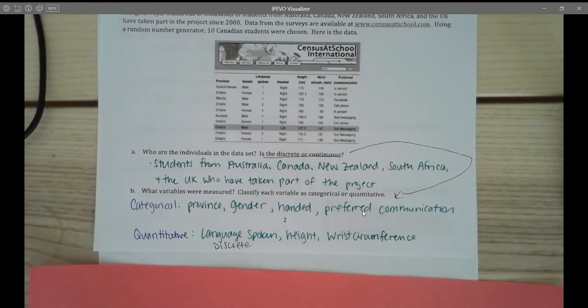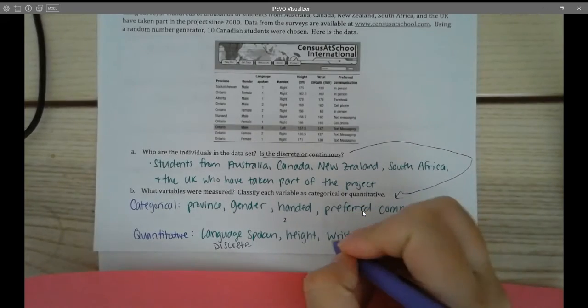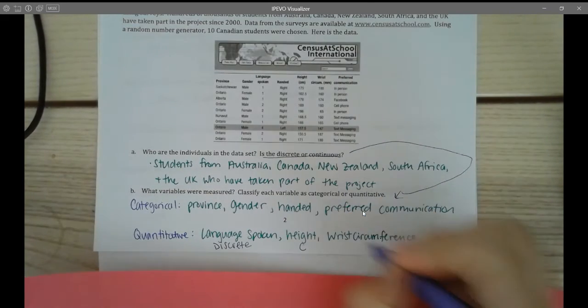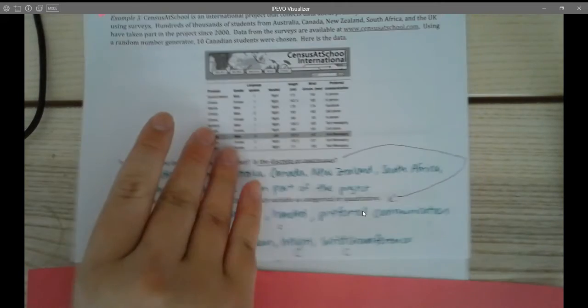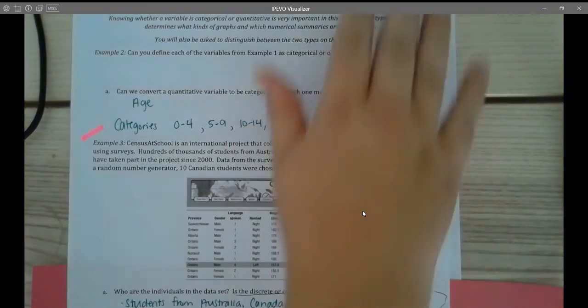You wouldn't say I speak 1.25 languages. Okay? Even if maybe you took high school Spanish, still doesn't count. Height would be in centimeters. It looks like they've given things as 0.5, but in theory, you could record your height as anything, so we'll call that one continuous. The same goes for wrist circumference, so we will again call that one continuous. Okay? All right, let's look at the next page. Over here, there's just a few questions I want to answer.